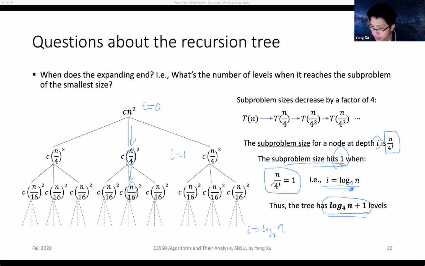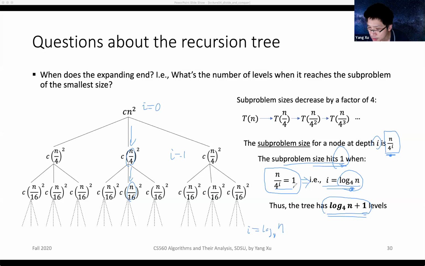Yes, I'm answering John's question. We know that it's a logarithm of base 4, purely from this inference. We know that the subproblem size at depth i can be described by this quantity, and if this quantity hits 1, that is the bottom level. So we know that when i equals logarithm base 4 of n, this quantity will hit 1.